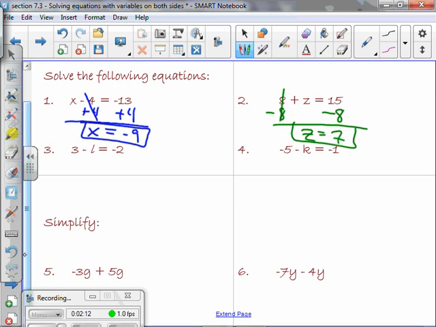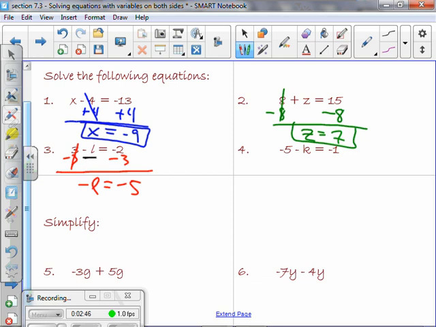Okay, number 3, we have 3 minus L equals negative 2. Once again, I'm going to try to get rid of the numbers around my variable to get my variable by itself. There's a slight difference here, though. We're going to take away 3 from both sides. Minus 3, I get negative 5 on the right, and this equals, be very careful, because what I actually have here is a negative L, minus L. You cannot forget that negative sign. So we're not done yet.